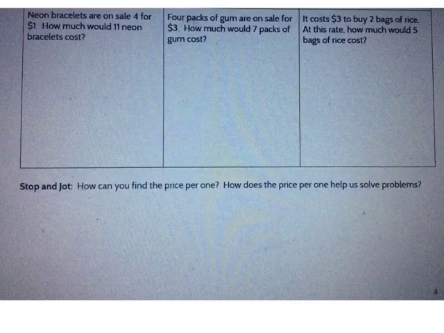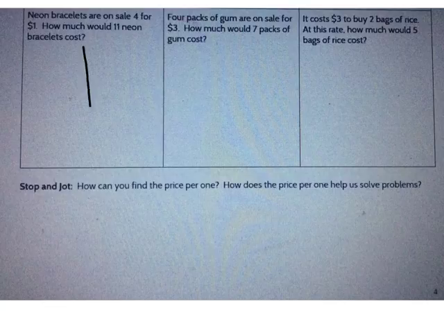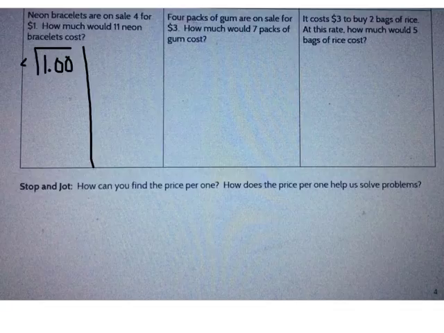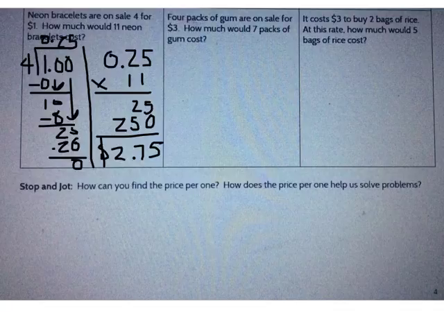Neon bracelets are on sale 4 for $1. How much would 11 neon bracelets cost? First, divide to find the price for 1, then multiply to find the price for 11. The cost of 11 bracelets would be $2.75. The cost per one was 25 cents.